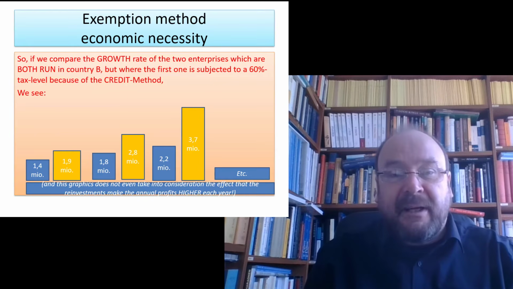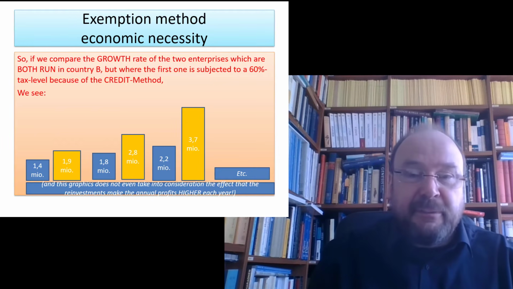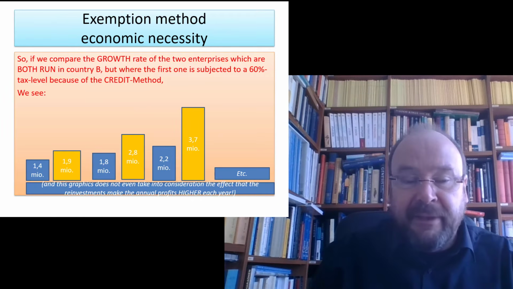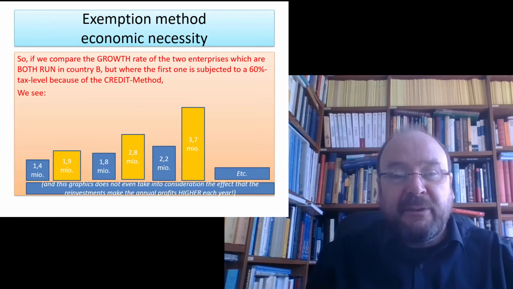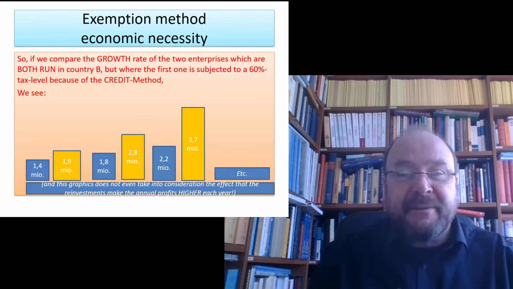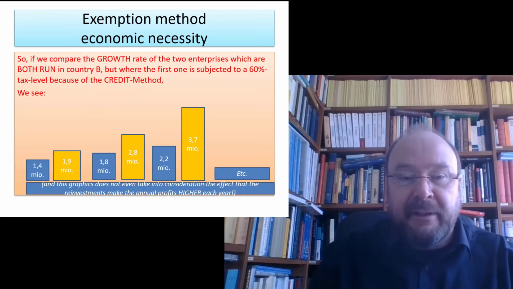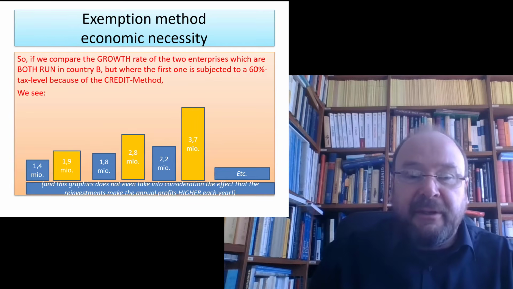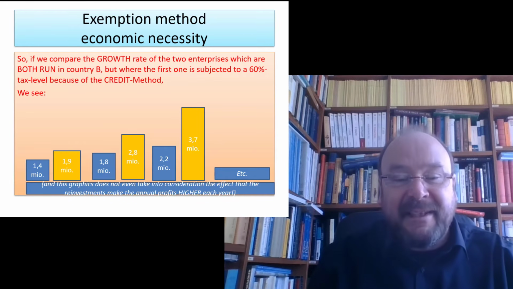After the first year, the net equity is 1.4 million. The local has 1.9 million. After another year, you, the blue one, are at 1.8 million. The local investor is already at 2.8 million. Next year, your equity goes up to 2.2. The local has already 3.7. You see that the distance gets bigger and bigger each year.